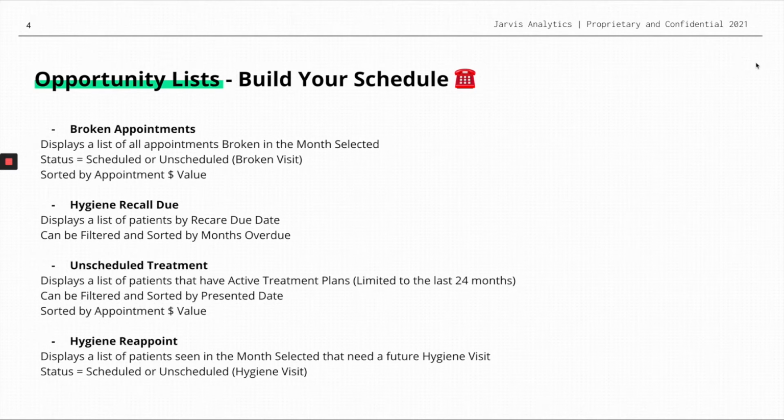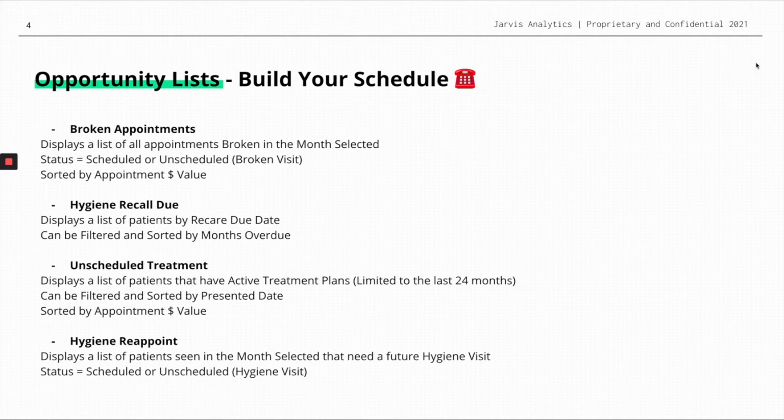The unscheduled treatment opportunity list displays a list of patients that have active treatment plans limited to the last 24 months and can be filtered and sorted by presented date, allowing you to tap into treatment that's fresh and on the top of patients' mind. This can also be sorted by the appointment dollar value, allowing you to identify the highest value appointment opportunities first.